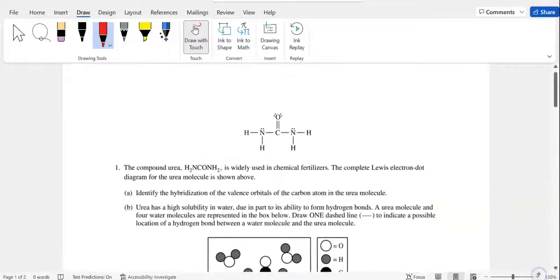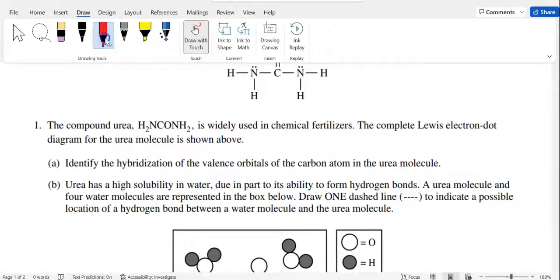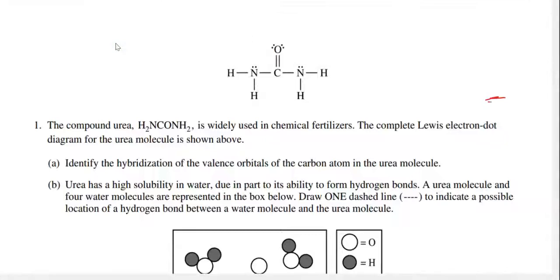Let's make this bigger. Okay, so the compound urea, shown above, is widely used in chemical fertilizers. The complete electron dot diagram for the urea molecule is shown above. Identify the hybridization of the valence orbitals of the carbon atom in the urea molecule. Okay, so it's the hybridization of the carbon atom. So we're looking at the carbon atom, which is right here.